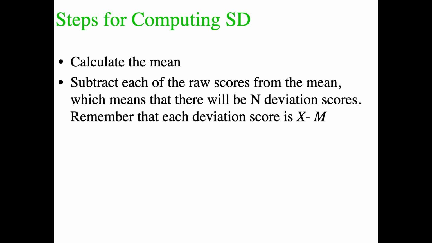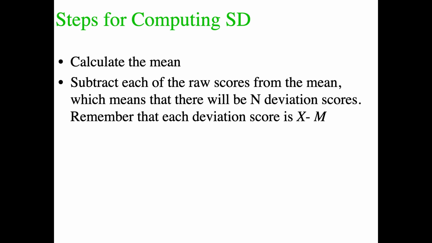So I'm going to take my score and subtract the mean from it, which means that there's going to be n deviation scores. So every time you take an x and subtract the mean from it, it's a deviation score. And there's as many deviation scores as there are people in the sample. So each deviation score is x minus M.